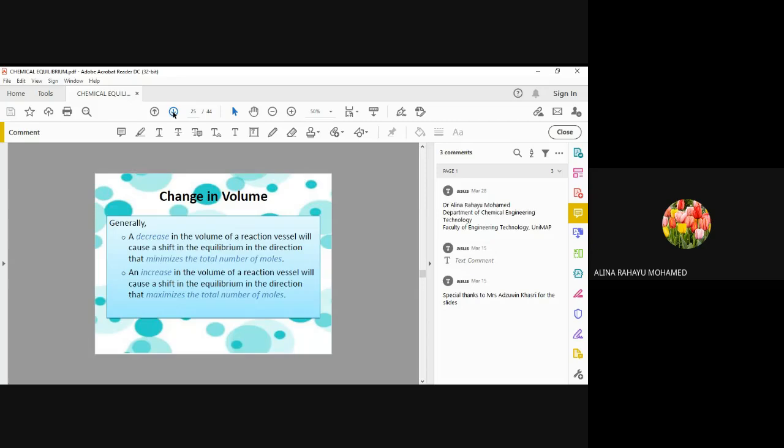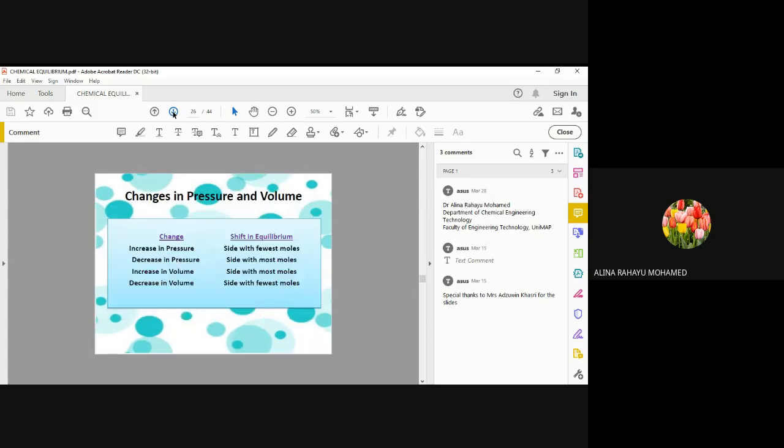A decrease in the volume of a reaction vessel will cause a shift in the equilibrium in the direction that minimizes the total number of moles. An increase in the volume of a reaction vessel will cause a shift in the equilibrium in the direction that maximizes the total number of moles. Okay, the change in pressure and volume.